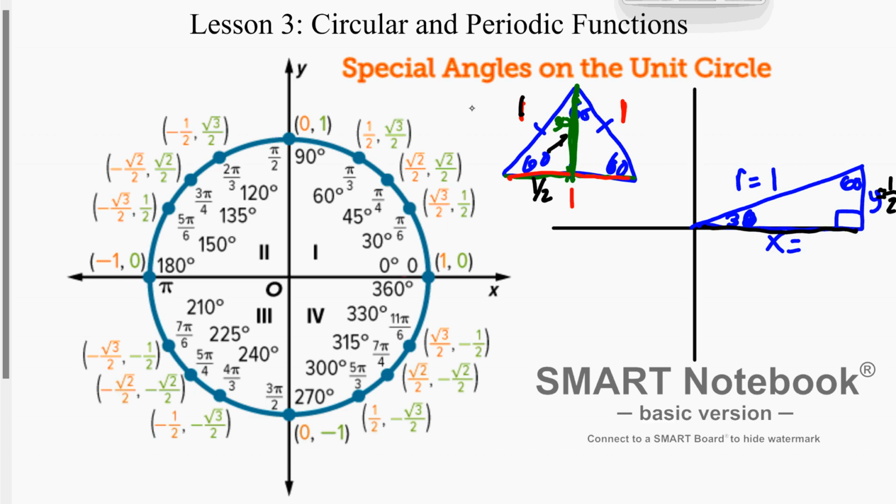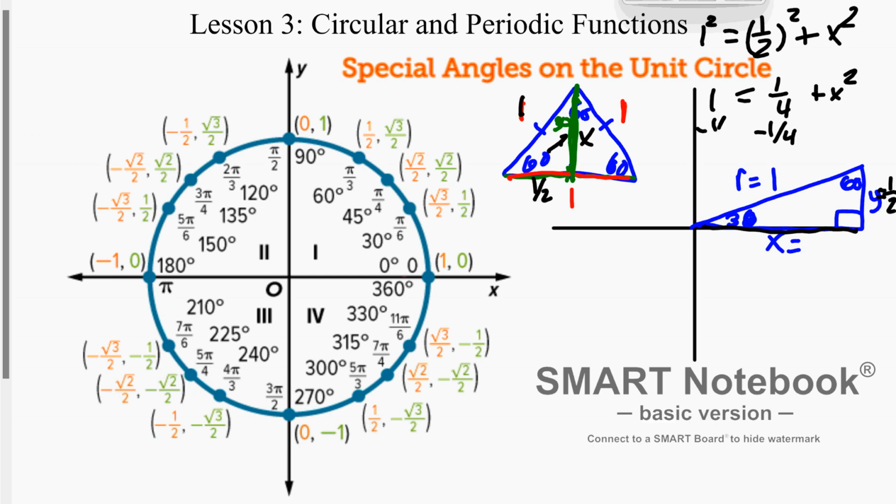Well, there I can do the Pythagorean theorem, right? So 1 squared is equal to 1/2 squared, which is 1/4, plus we'll go ahead and label this a y, or x, squared. So then I have 1 equals 1/4 plus x squared. Subtract 1/4 from both sides, and I get 3/4, right? So 3/4 is equal to x squared. Square root both sides, and the square root of 3 is just square root of 3. The square root of 4 is 2, so I get this answer of root 3 over 2.